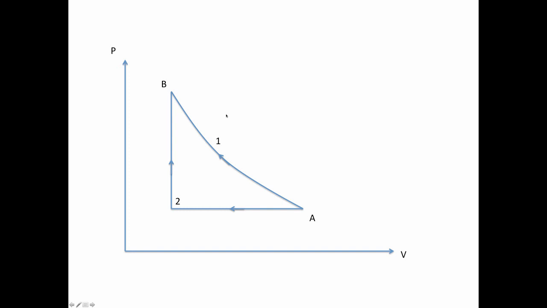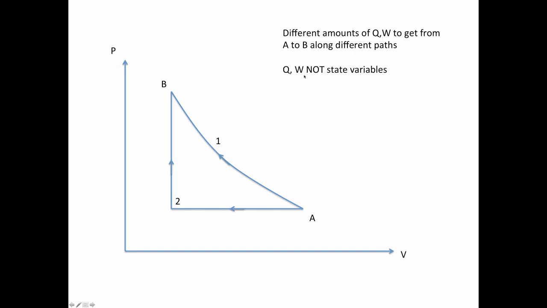Now, it's important that each of these different paths results in a different amount of heat or work to get from A to B. That means Q and W, work and heat, are not state variables. A gas in state B does not have a certain amount of heat or work. You can do different amounts to get from A to B. A simple example of this is heating up your food. Suppose you want to heat something up to, say, 150 degrees Celsius. Then you could stick it in the oven. In that case, you are only adding heat to the food. You're not doing work on it. And that gets you up to 150 degrees Celsius.